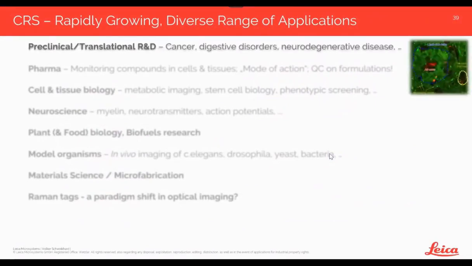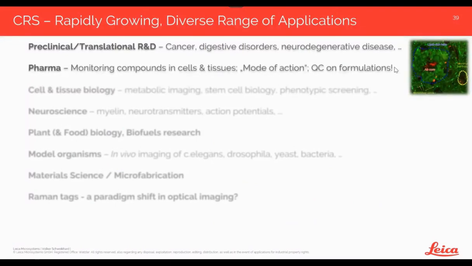So with this, I want to come to the end of my presentation and just summarize one more time the major areas that we think Coherent Raman and vibrational imaging in general will have a major impact in the coming years. So we think that preclinical and translational R&D on cancer, digestive disorders, neurodegenerative disease, and also very importantly infectious disease in these days will benefit greatly from the kinds of vibrational biochemical information that we can obtain.